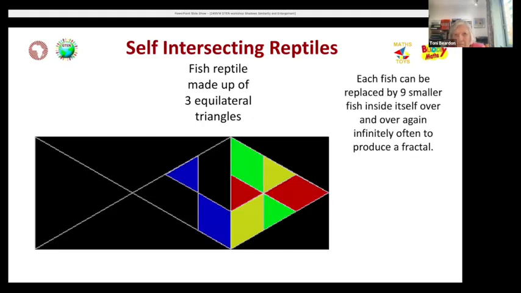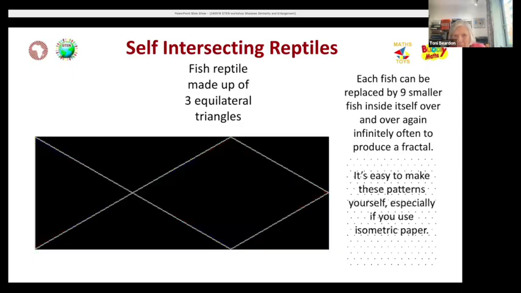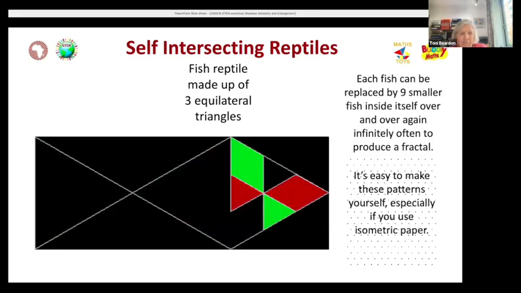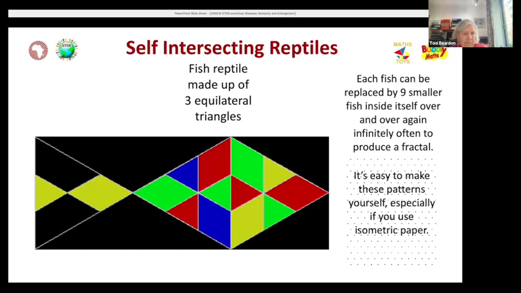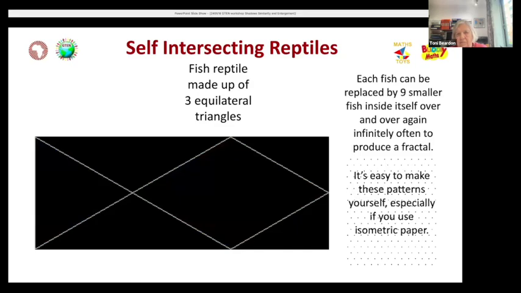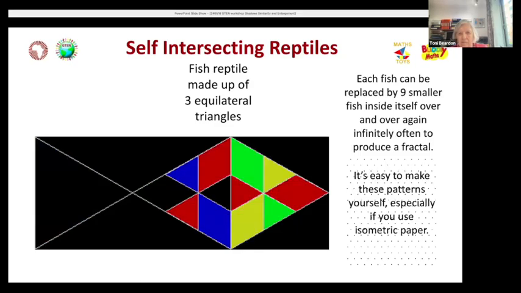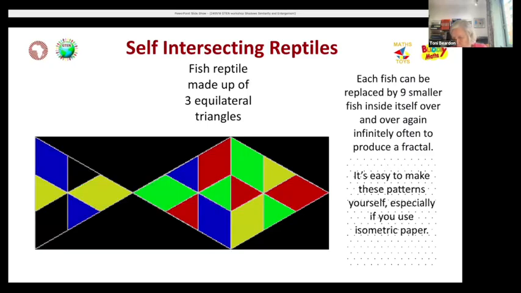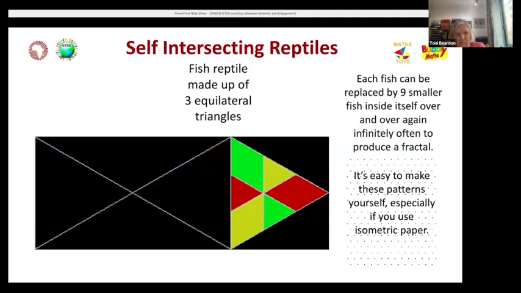And you can just see that the possibilities are endless on how you can make reptiles, and it's mesmerizing to look at. And you can fit the same shape inside of each fish inside of itself again and again, so it gets infinitely small, producing a fractal. And using isometric paper, you can make this pattern, many others for yourselves. You can challenge your learners to make a rep 4 or a rep 2 or whichever rep it works out to be.